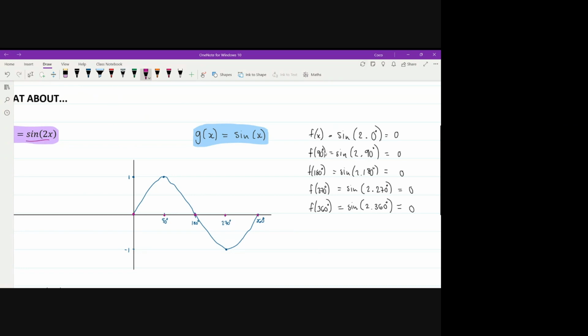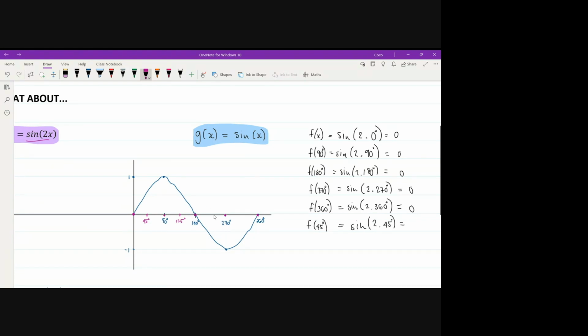So instead of doing 90, 180, 270, I want to see what we missed in between here. So what we can do is let's try sine of 45. So f of 45 degrees, we're going to then have sine of 2 times 45 degrees, right? So we can see what's happening at the halfway mark over here, 45 degrees. Then we're going to choose the midpoint between 90 and 180. That's going to be at 135 degrees. Let's go look at what's happening there.